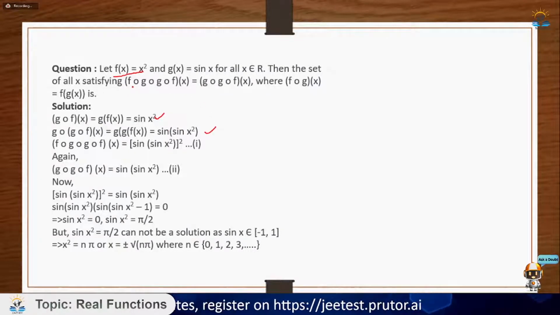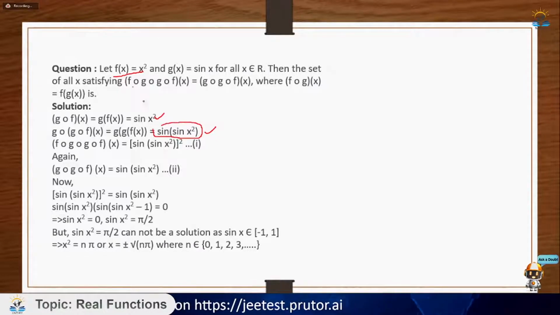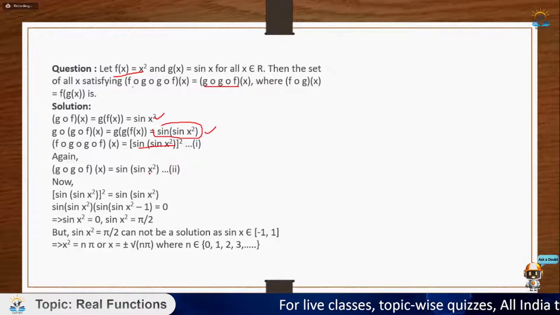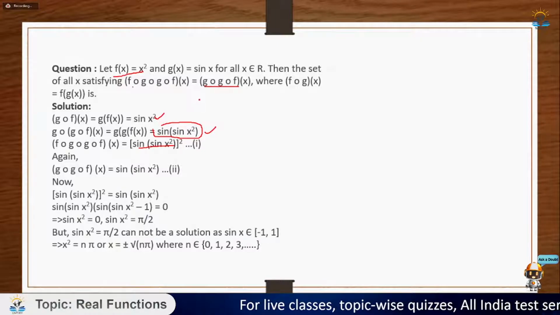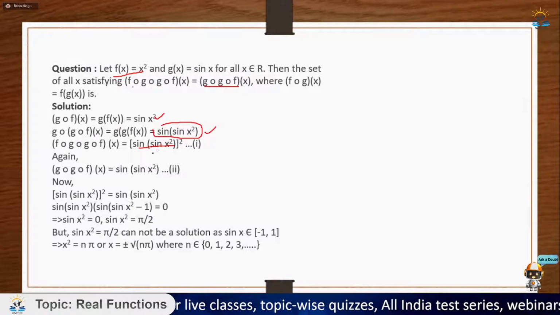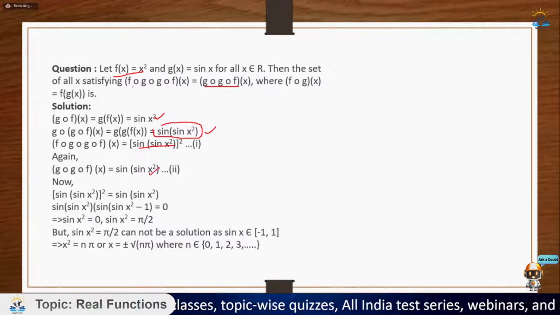Then it is f of g of x. So you have reached till here. Then you want to do f of all this. f(x) is x square, so you will do the square of all this. So your final answer would be sine of x square, whole squared. Similarly, doing the other side, f(x) is x square, then g of f(x) would be sine of x square, and then again g of your answer. So g of your answer would be sine of sine of x square.